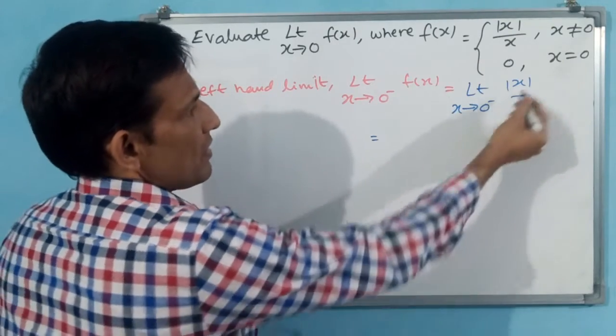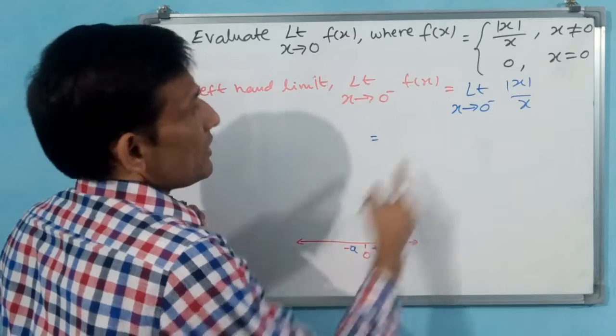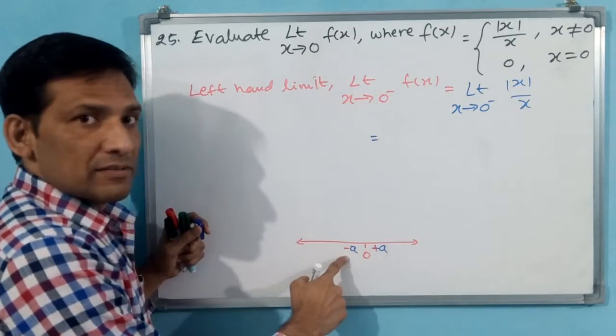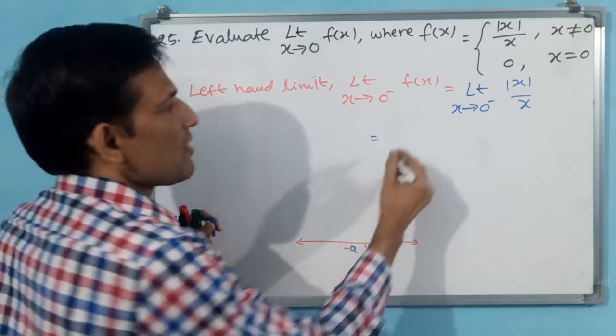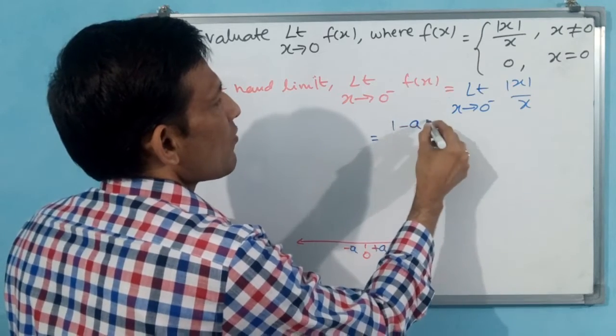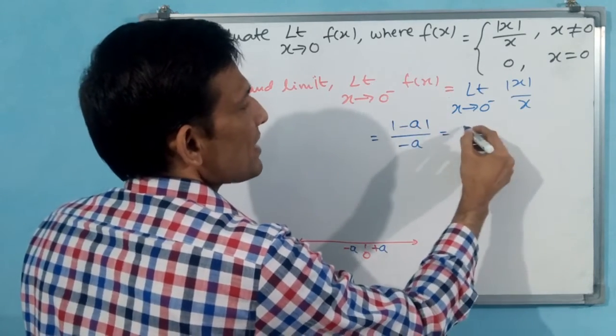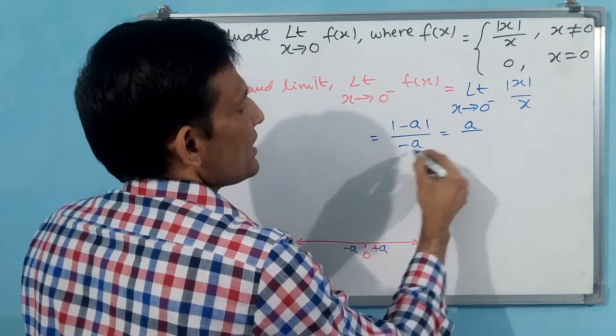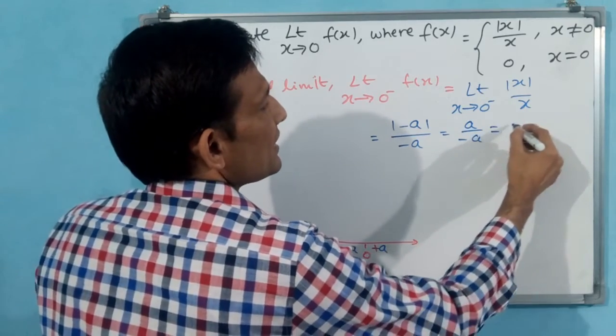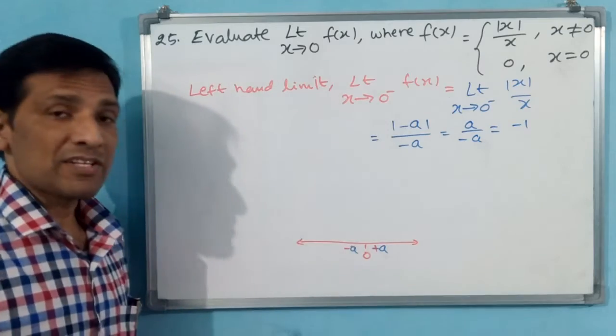You see, less than 0 means minus a I have to take. Minus a I have taken, but I have put modulus divided by minus a. That is equal to: minus a after modulus is going to become plus a, divided by minus a. Then minus 1 will come. Is it okay? First you see.